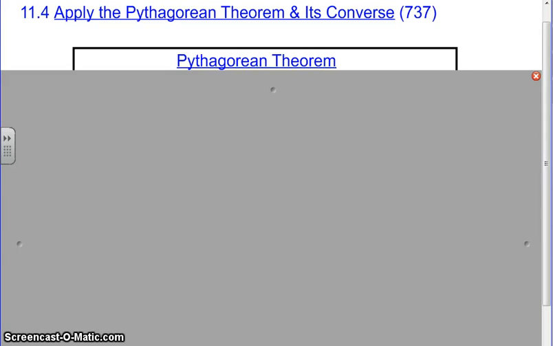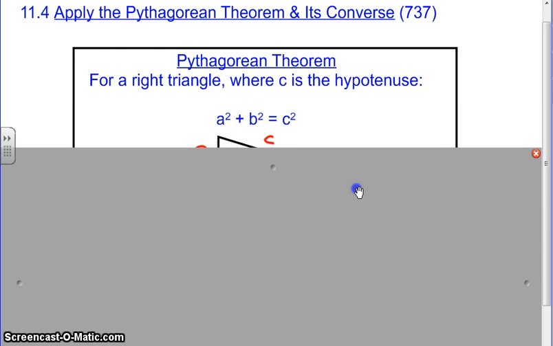So recall the Pythagorean theorem. Today we're talking about the Pythagorean theorem and its converse. And so the Pythagorean theorem says if you have a right triangle, then, everyone, a squared plus b squared equals c squared, okay?